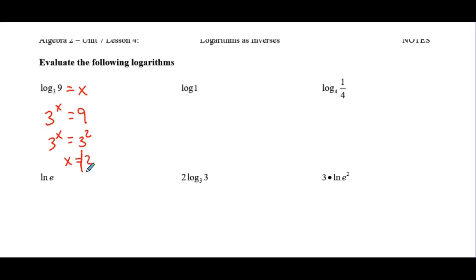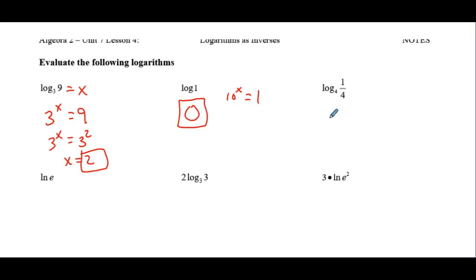The solution is 2, right? Anytime you see a log base 3 of 9, you can substitute in a 2. Log base 10 of 1, well, anytime that you're taking a log of 1, the solution is 0, right? Because what's the exponent that you raise any number up to get 1? And it's 0, right? You could say 10 to the what equals 1? 10 to the 0. 0 is your exponent.